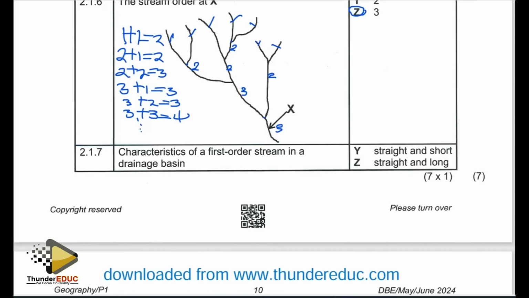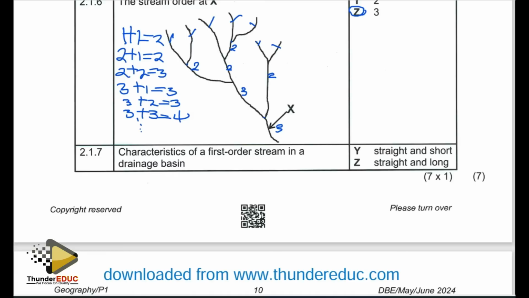Right, we move on to the next question. Characteristics of first order streams in a drainage basin. Is it straight and short or straight and long? Right, first order streams are not long. A high order stream is the one which is long. For example, if we check here, stream order number 3 starts from here and goes all this long. But stream order number 1 is just from here to here.